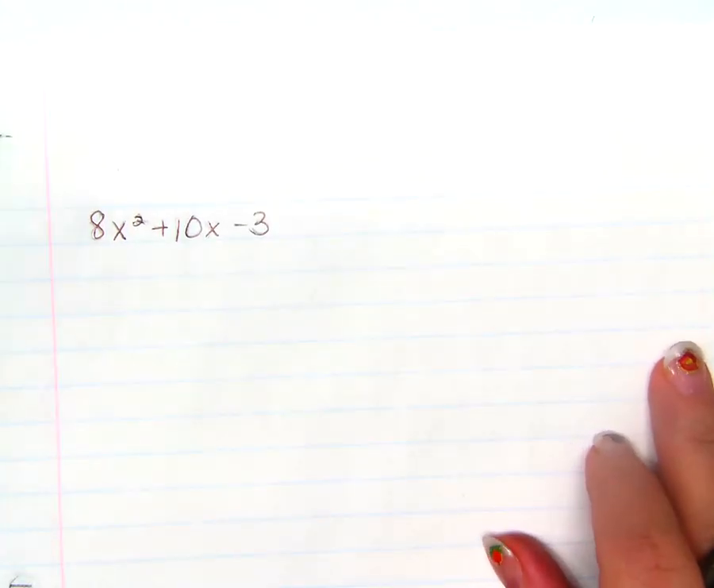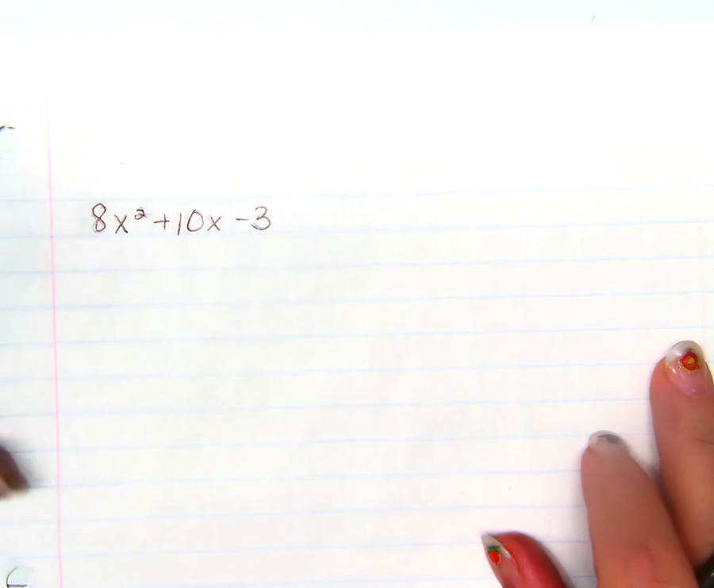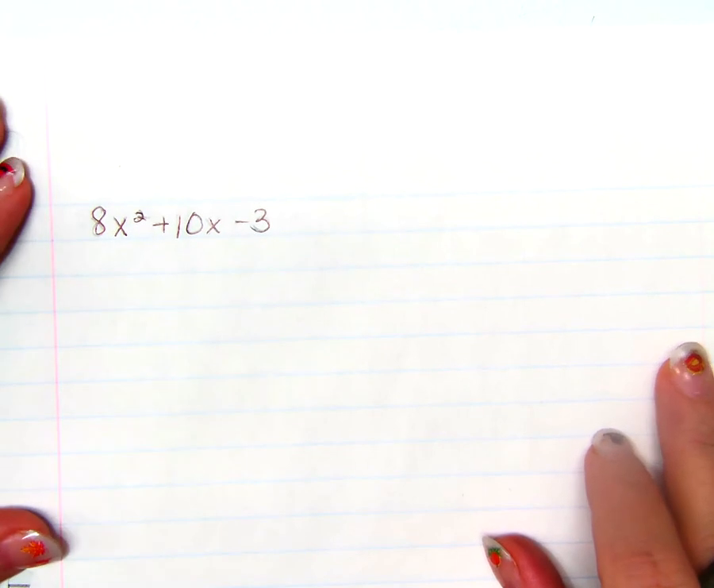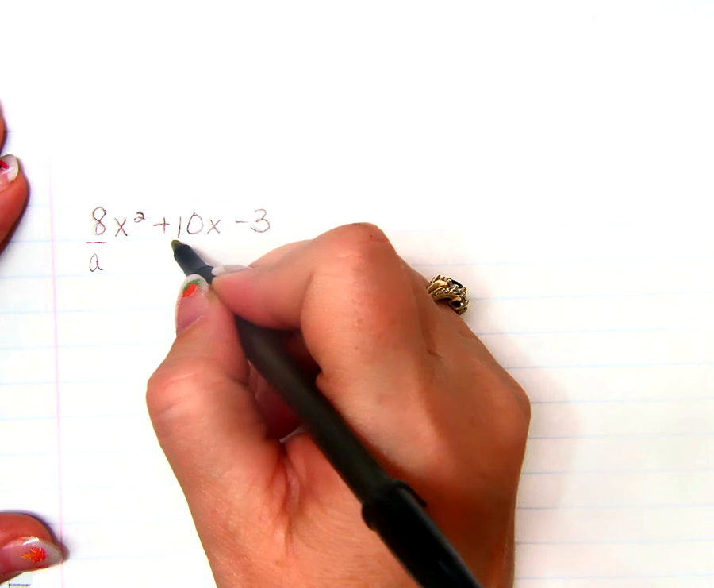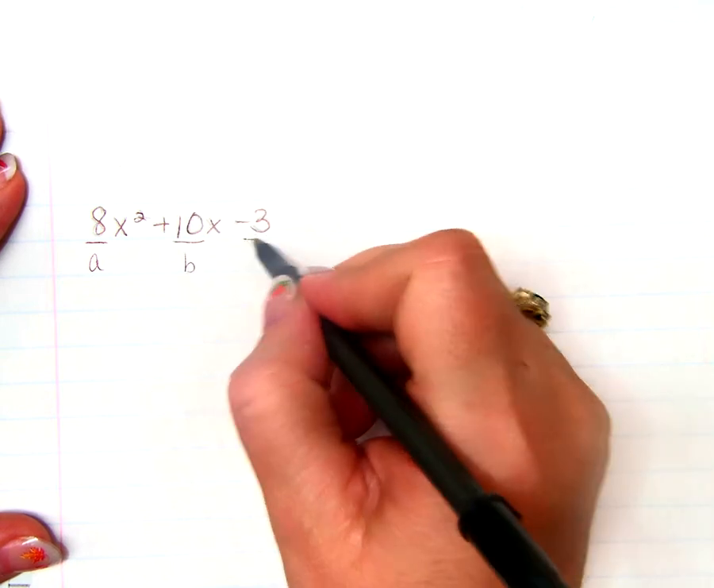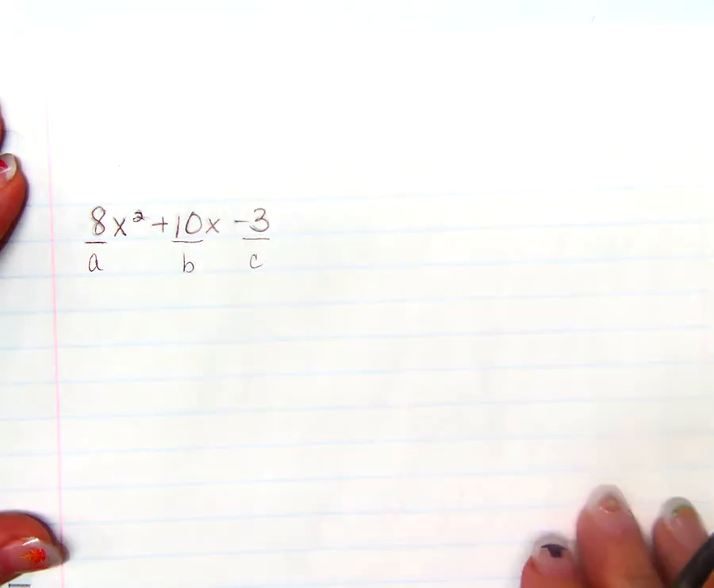So here's this question. 8x squared plus 10x minus 3. A is 8, B is 10, and C is negative 3.